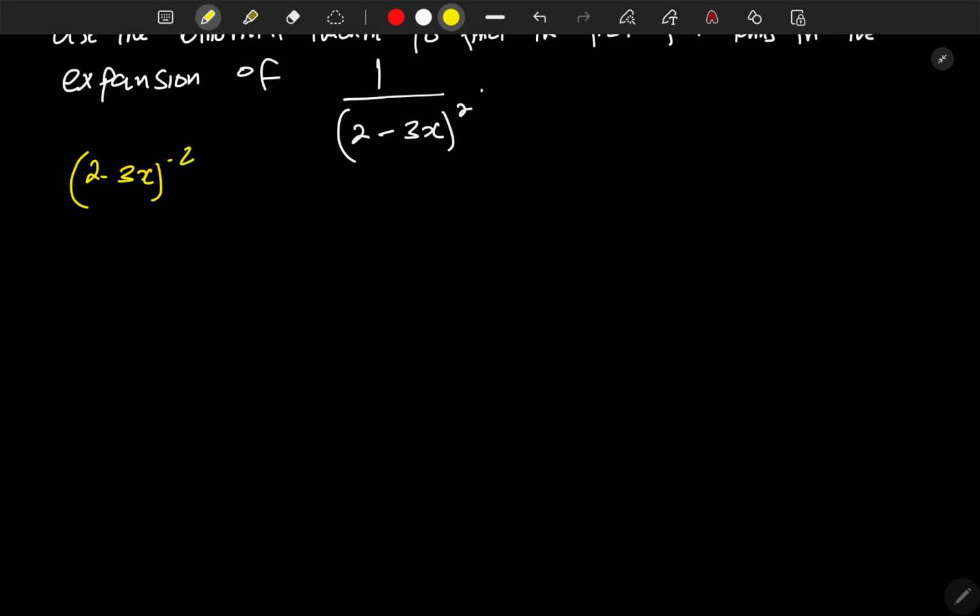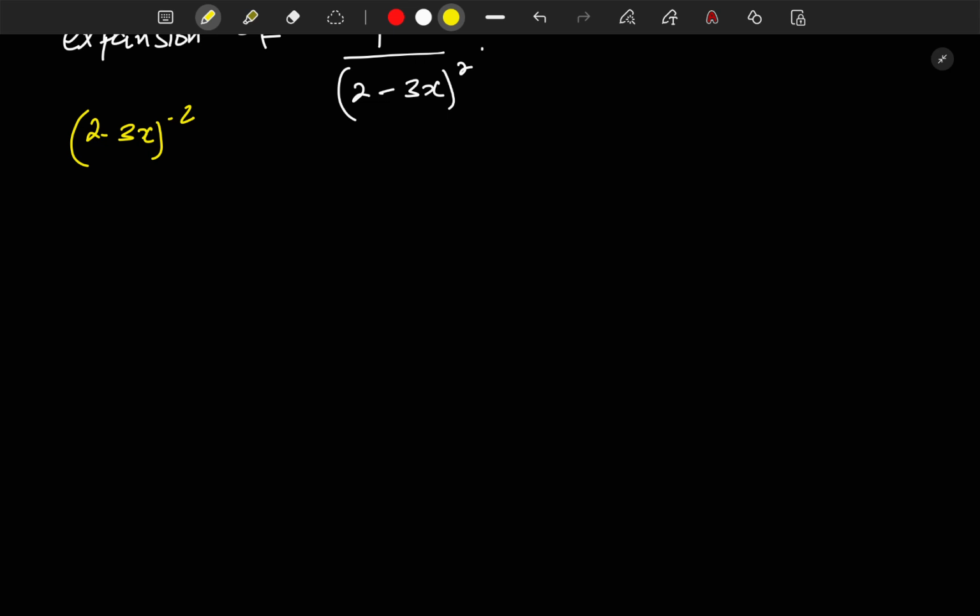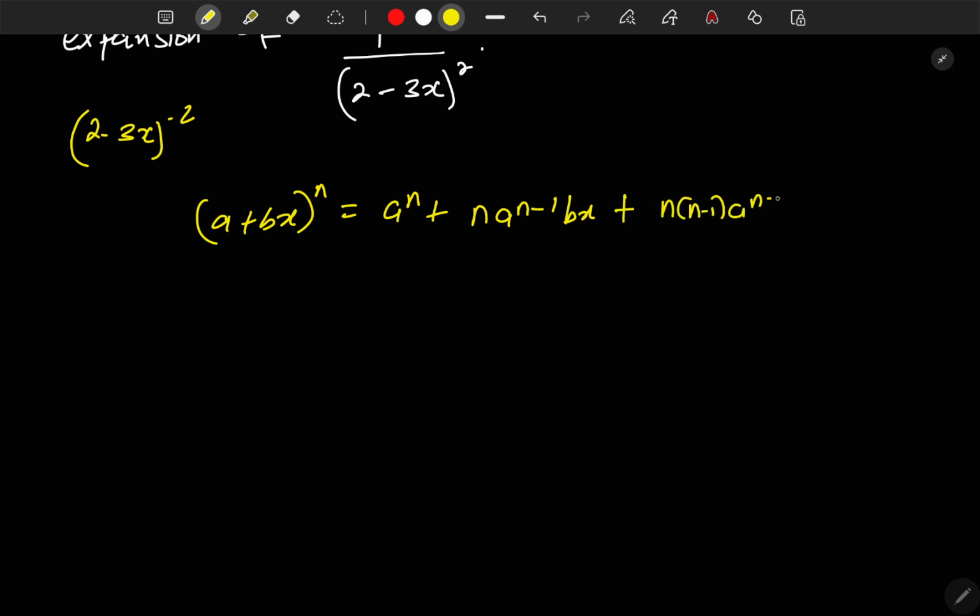And then by the binomial theorem, I really hope that you know it. If you don't, I can write it for you here. If you are expanding (a plus bx) to the power n, this is equal to a to the power n, plus n a^(n-1) bx, plus n(n-1)(n-2) bx squared over 2 factorial, and so forth until the term bx to the power n. Just the binomial theorem. We're going to use the same concept here to find the first four terms in the expansion.